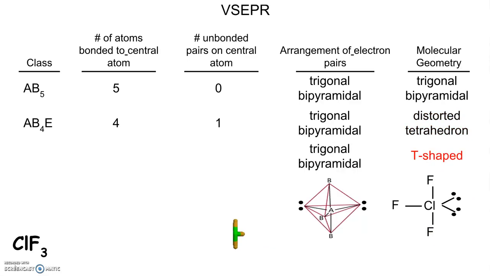Let's compare our trigonal bipyramidal to what we call a T-shape. A T-shape is where you have AX3E2. That means you'll have 3 atoms bonded to the central atom, the 3 fluorines with our chlorine trifluoride, and you'll have 2 unshared pairs around the central atom. This is what we call a T-shape.